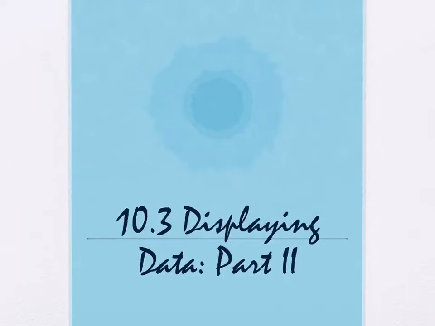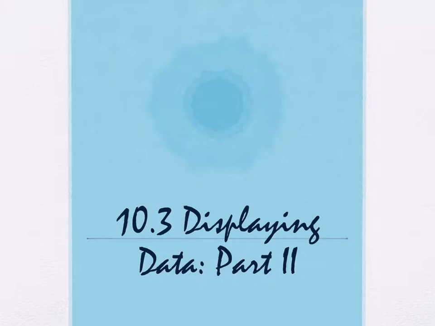10.3 is really a continuation of 10.2. We're going to continue with the different types of graphical representations that we can use for displaying data. We encountered quite a few different graphical representations in 10.2. This just continues that discussion, and there's a few more.